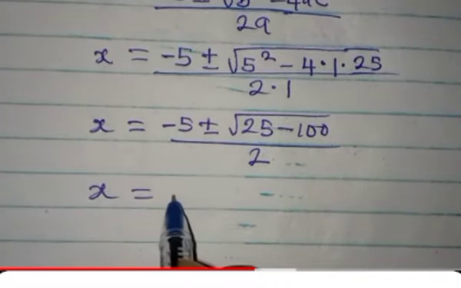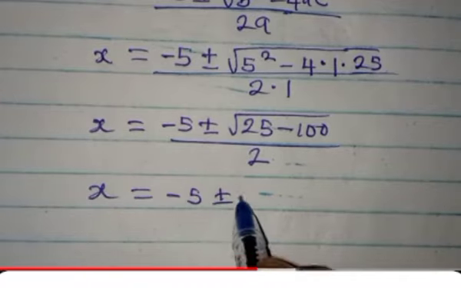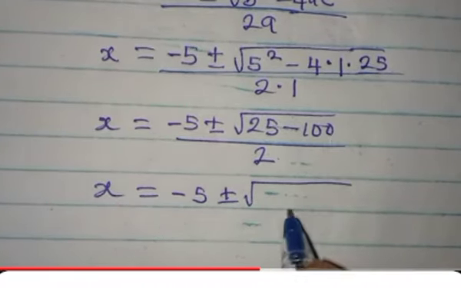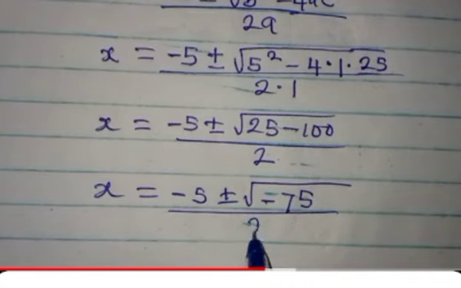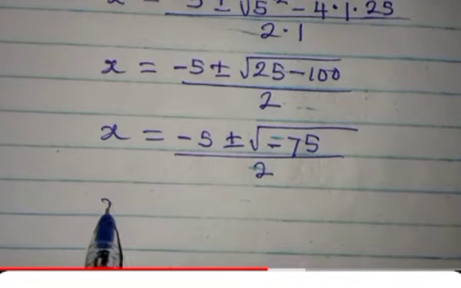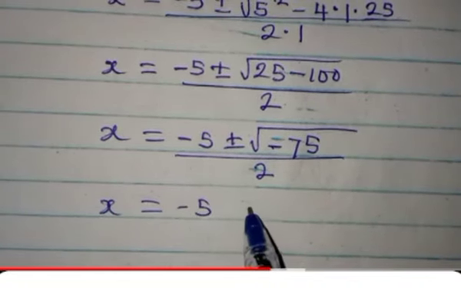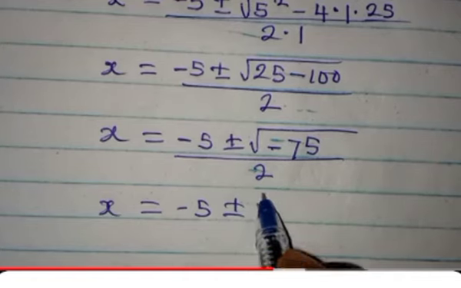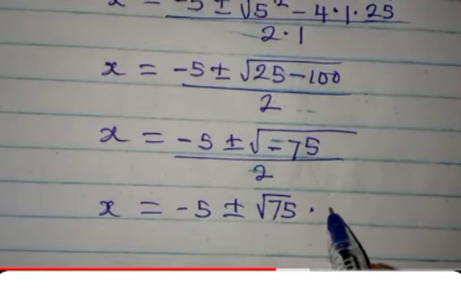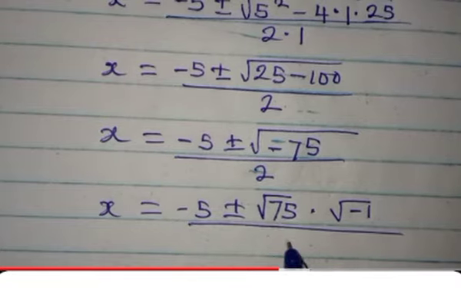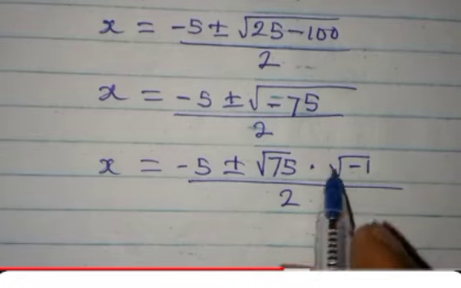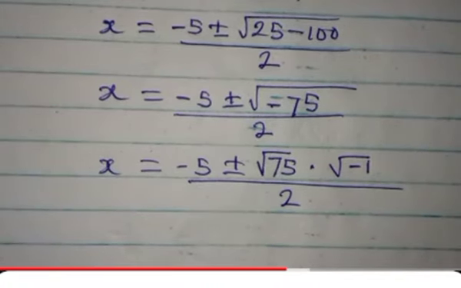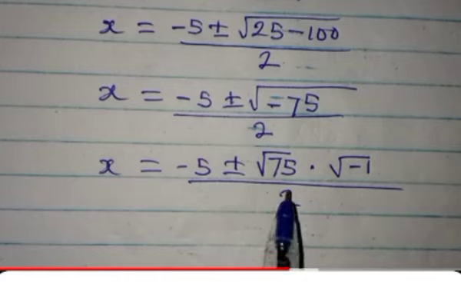Now our x is equal to minus 5 plus or minus the square root of 25 minus 100, which will give minus 75, right? And this will be over 2. Let's continue. This means that x is equal to minus 5 plus or minus the square root of 75 multiplied by the square root of negative 1, the whole of this over 2. What I've done is to bring out the negative. Remember, if you multiply this, you will still have the square root of negative 75. Now, the next thing to be done is to break this 75 down.